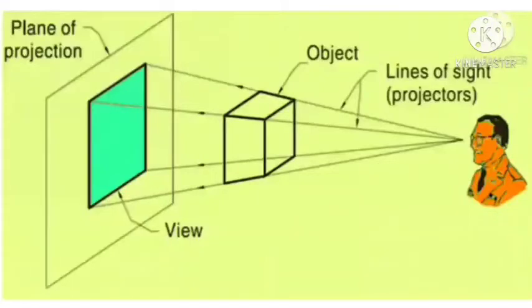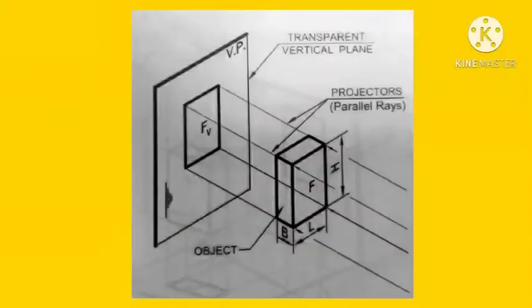So instead of that, assume that I am moving the observer to an infinite distance. If I move the observer to the infinite distance, what will happen? The line of sight or projectors tend to become parallel to each other and perpendicular to the plane of projection. So then you will get a projection called parallel projection.